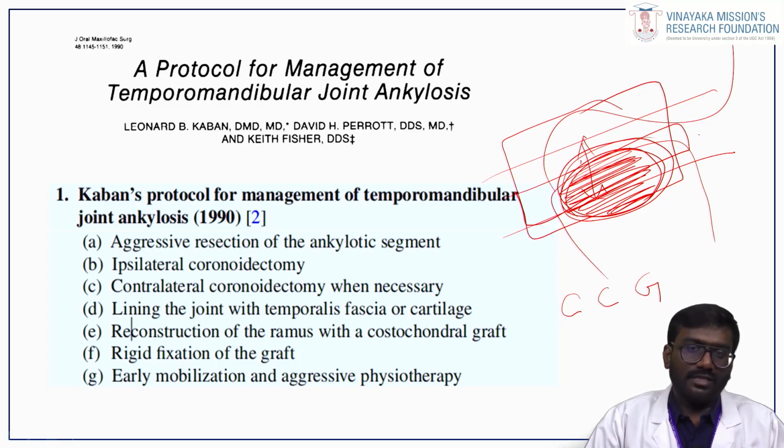So quickly recapping Caban's protocol given in 1990: you have to go for aggressive resection of the ankylotic mass, ipsilateral coronoidectomy, and contralateral coronoidectomy if mouth opening is not achieved. Later, interpositioning in the resected area, you have to keep a barrier material like temporalis fascia or cartilage. And to accommodate for growth potential, in 1990 Caban advocated reconstruction of the condyle by costochondral graft, rigidly fixating it to the ramus by means of plates and screws so that the growth happens there, followed by aggressive physiotherapy.